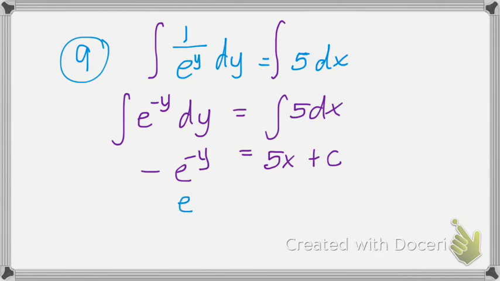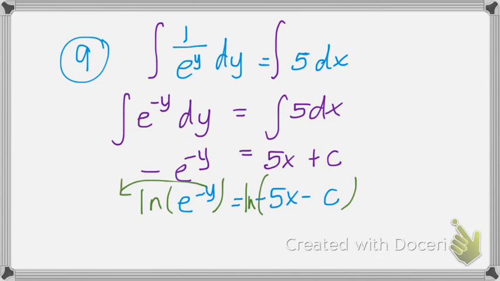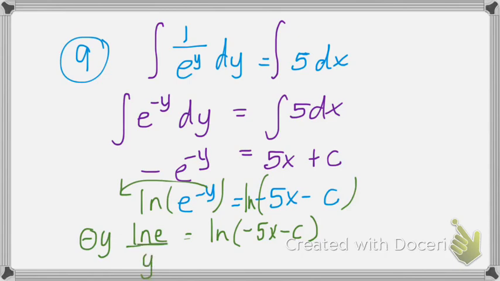So let's solve for y. First thing I'm going to do is divide both sides by negative 1. To get the y to come down, I'm going to take the natural log on both sides, because the natural log brings the negative y in front. And then I'm going to divide both sides by negative 1. ln of e is 1, so I don't have to use that. So I have y equals negative ln of negative 5x minus c. Again, this problem didn't give me an original x and a y, so I don't have to solve for c.